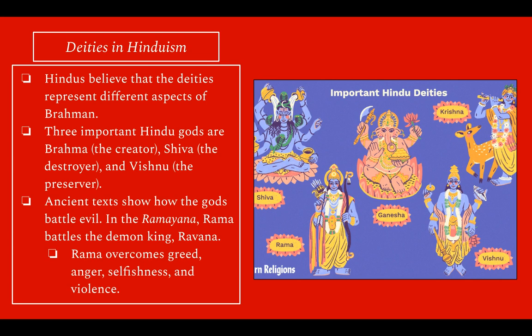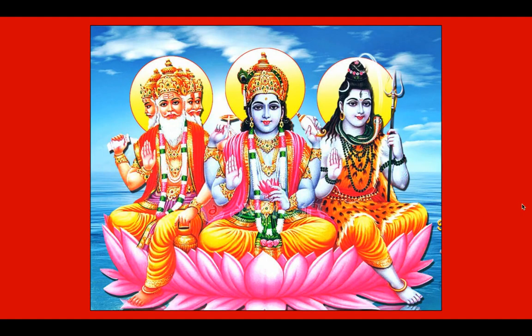And you can see here's Rama. In the picture, you've got Shiva, you've got Ganesh, Krishna, Vishnu. And this is Brahma here. This would probably be Shiva, and this would be Vishnu, I believe.